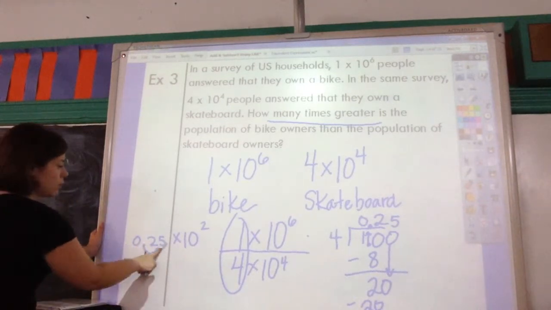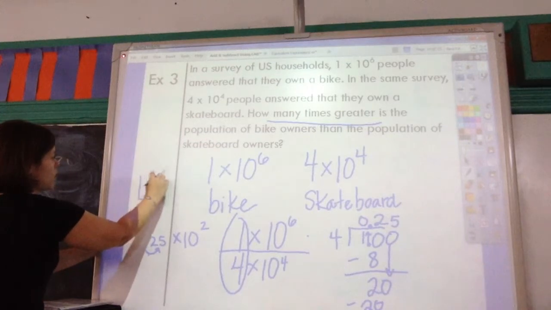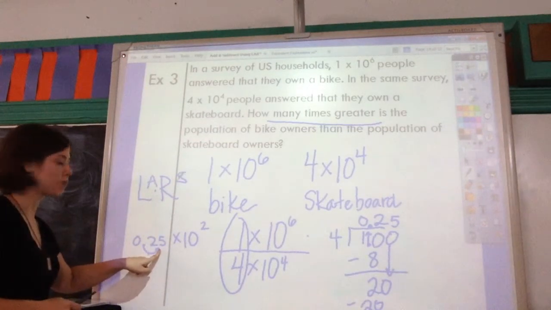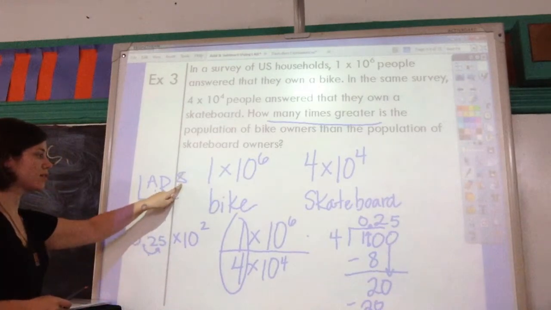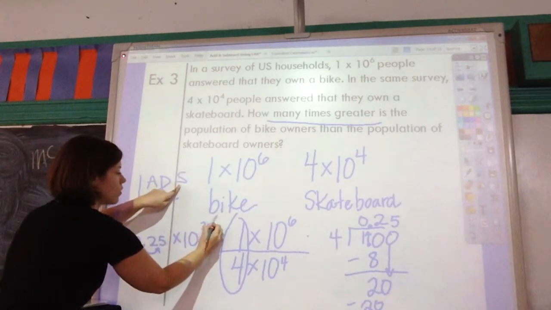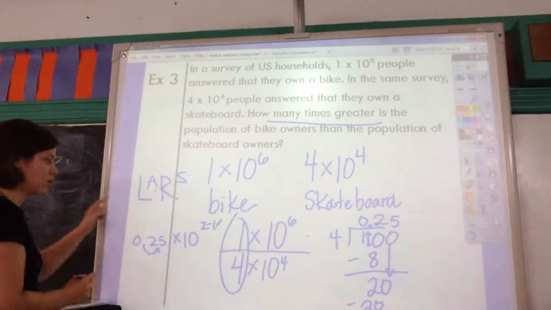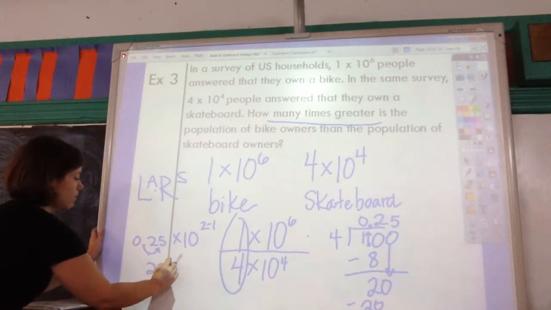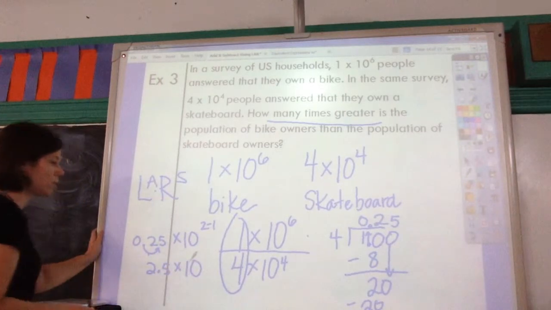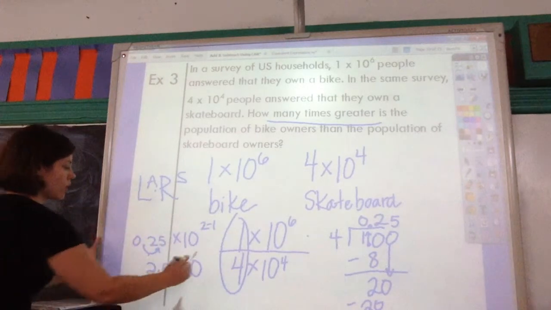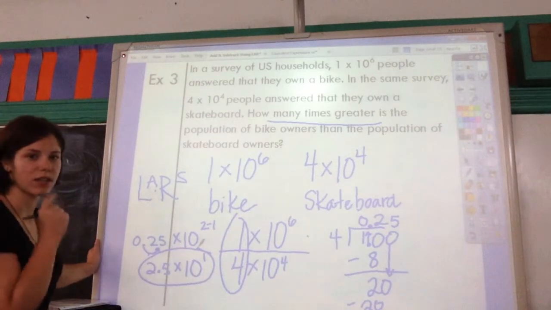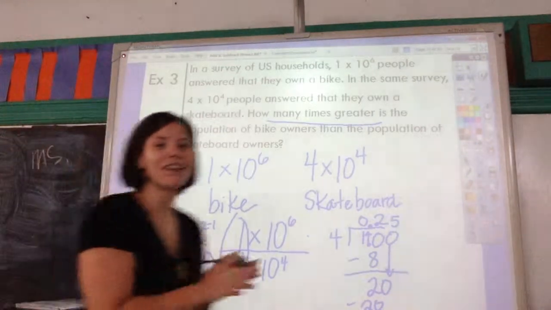And anytime you're moving your decimal like this, I need you to call on your good friend Lars. When I move my decimal one step to the right, I need to subtract 1 from my exponent. So my final answer is 2.5 times 10. 2 minus 1 is 1. So that's my final answer. 2.5 times 10 to the first. Your turn to practice.